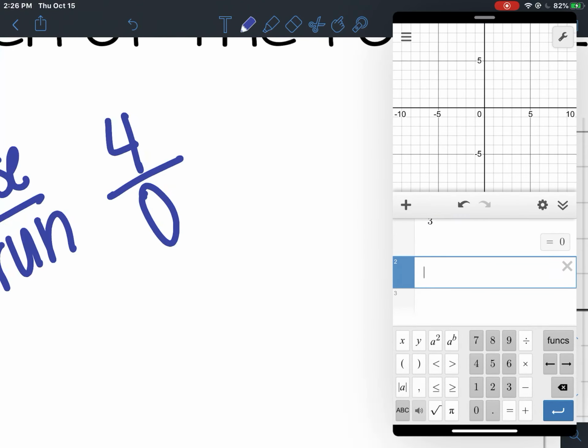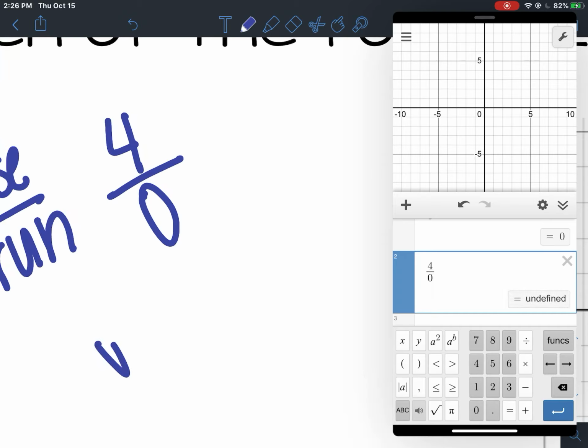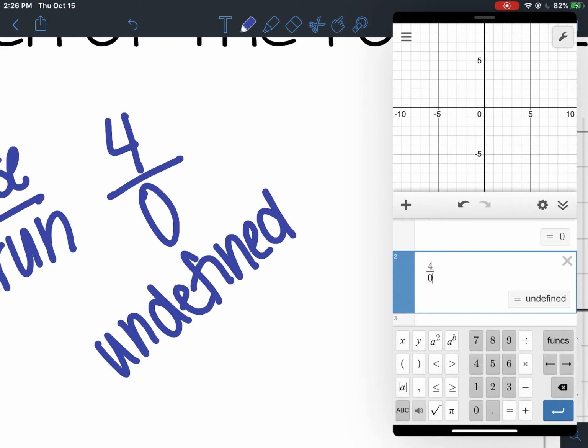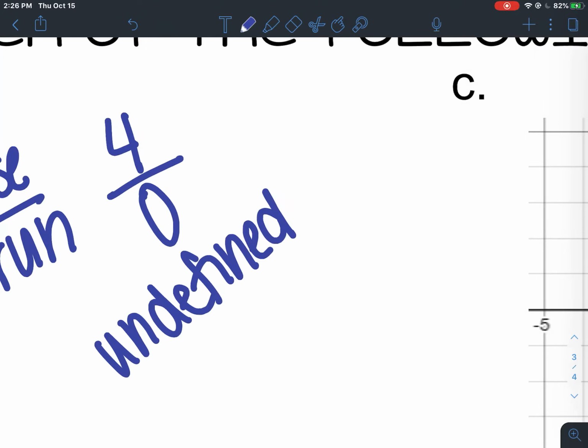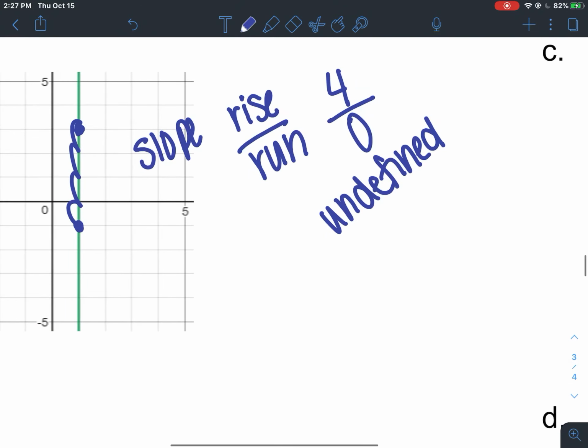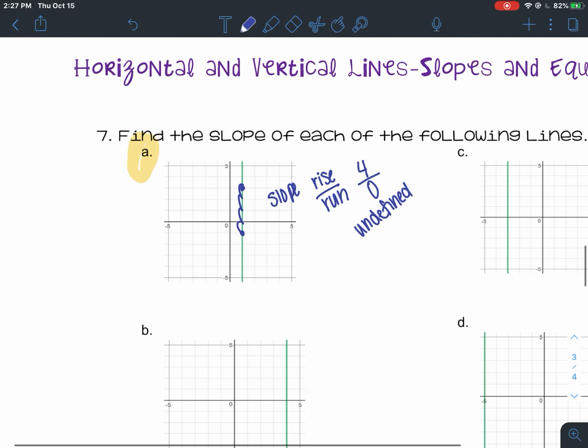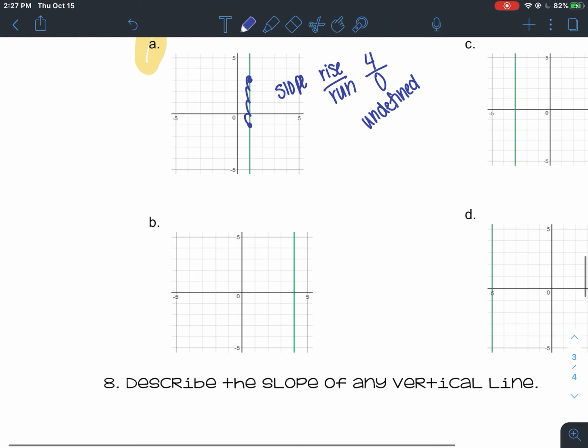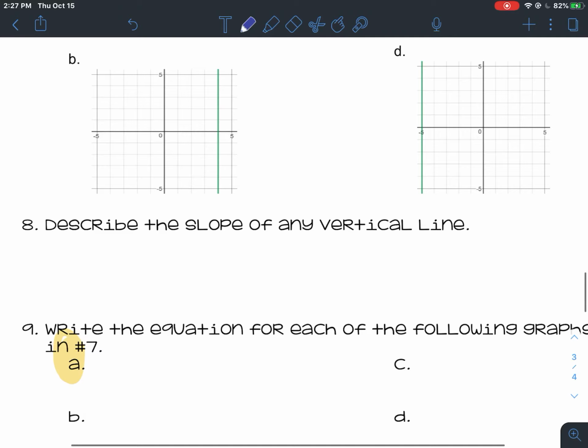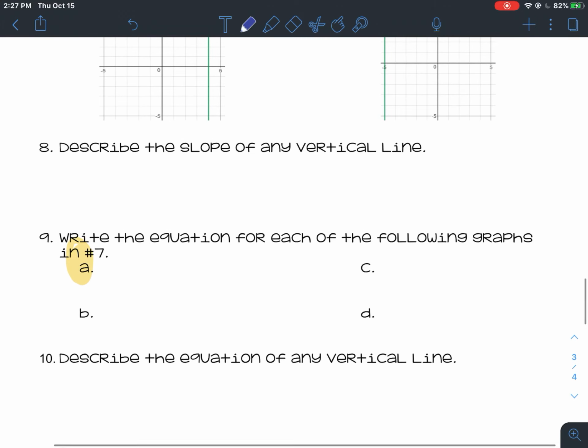Can't remember those 0 rules. 4 divided by 0 is undefined. Can't do it. I can't have 4 candy bars and evenly distribute them to 0 people. It doesn't work. So undefined slope. Do the same thing for C, B, and D. If you're a super genius, you should already know what they are. But I want you to describe the slope of any vertical lines in your own words for number 8.